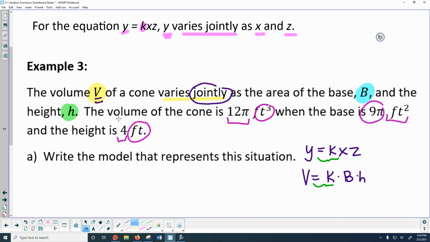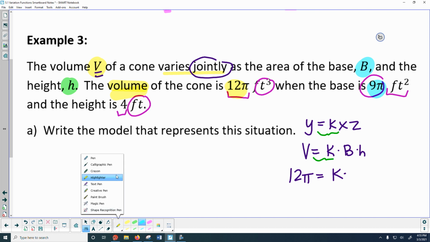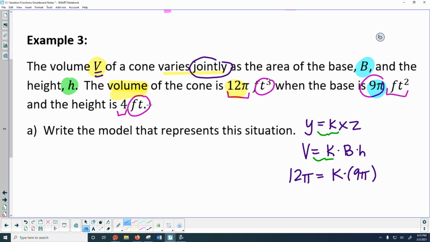So to plug in volume, I'm going to highlight so that they match. The volume here was 12 pi, so we're going to plug that in for V. Let's start doing that down below. So 12 pi is equal to, we're going to have to solve for k. We don't know it, so let's leave it as k. The area of the base was 9 pi feet squared, so we're going to plug that in for our base, 9 pi. And my height was 4 feet, and again, we're not going to put the units in, we'll just put the 4 in.